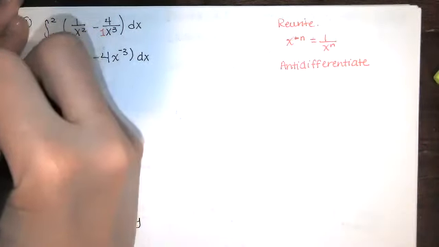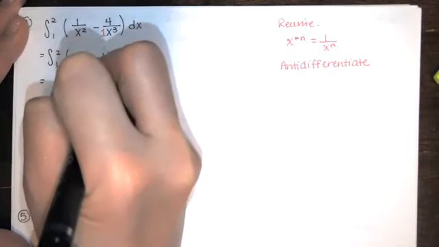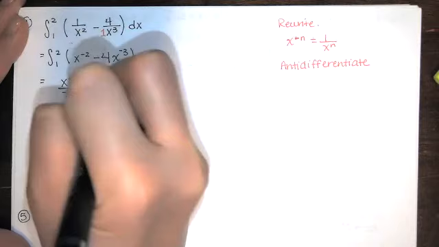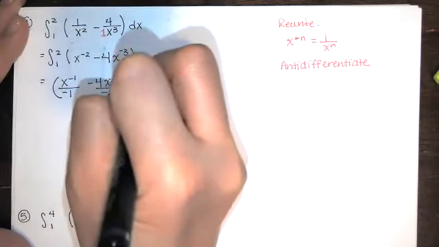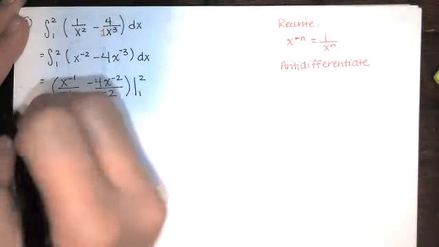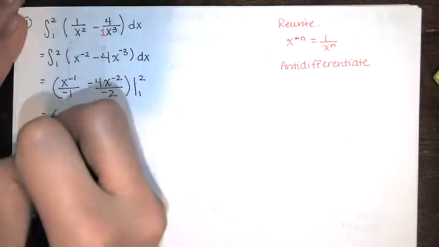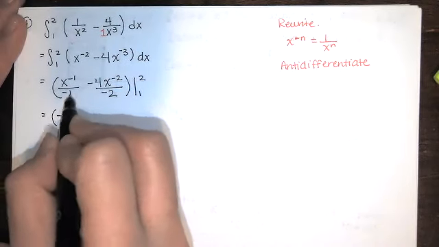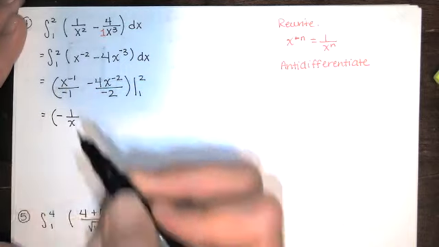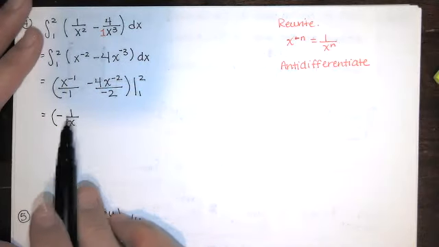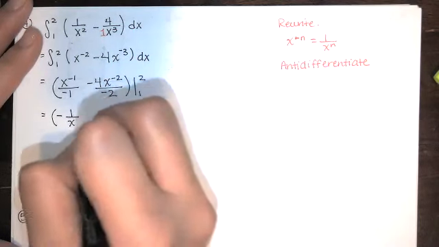So we add 1 to the exponent and divide by the new exponent. Bring the -4 down. Then we add 1 to the exponent and divide by the new exponent. Substitute in 1 and 2 and subtract. And I would probably rewrite this first because I don't think in terms of negative exponents. So I'll think of this as a -1 times a 1 over x, because that x to the -1 can be an x to the first in the denominator. Then -4 divided by -2 is a +2.